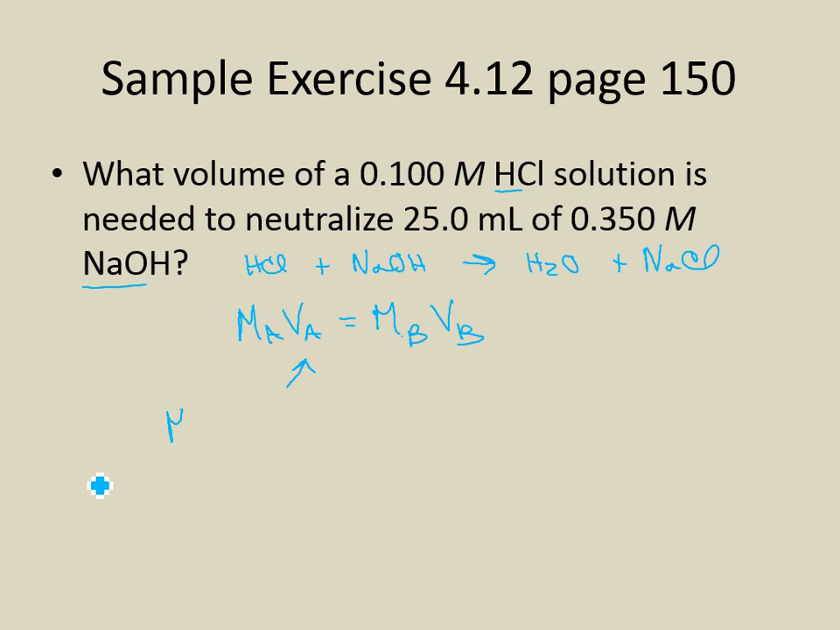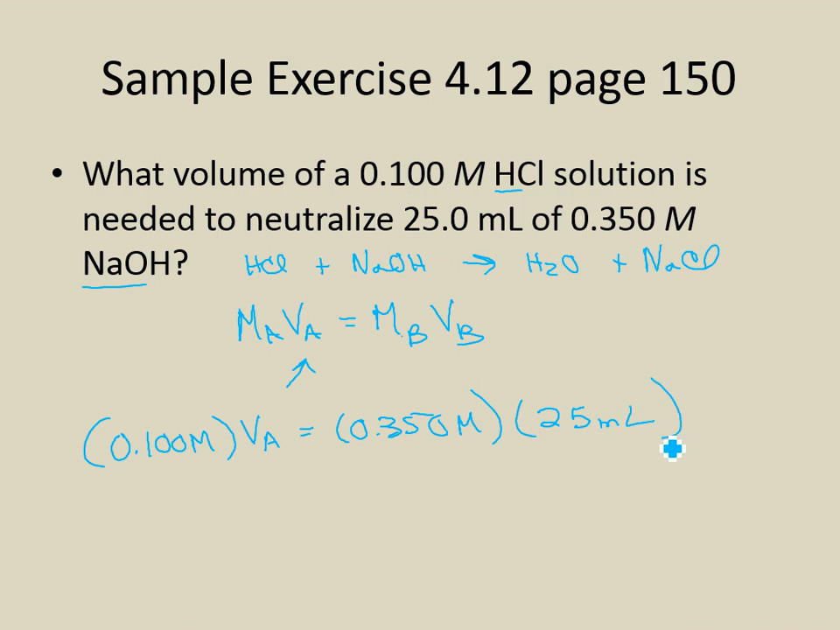So let me write this properly. We're going to take our volume of acid. All right, so we have 0.100 molar HCl. I'm going to put VA, keep myself straight. I have 0.350 molar base. And I'm going to keep 25 mils because I'm going to find the volume in mils. So VA, when you do your mathematics, is 87.5 mils of your HCl.